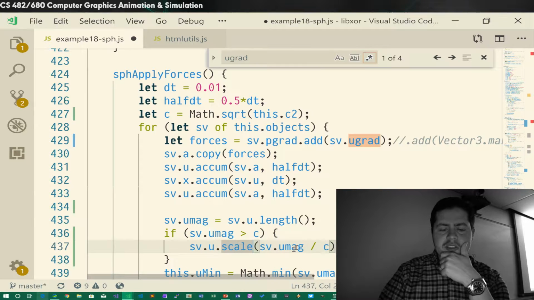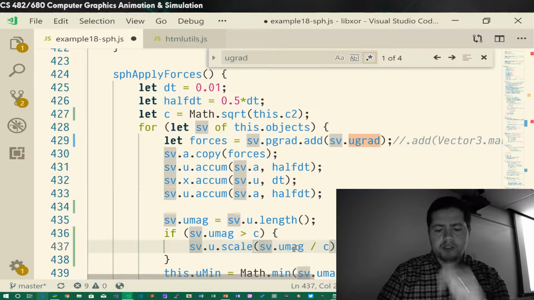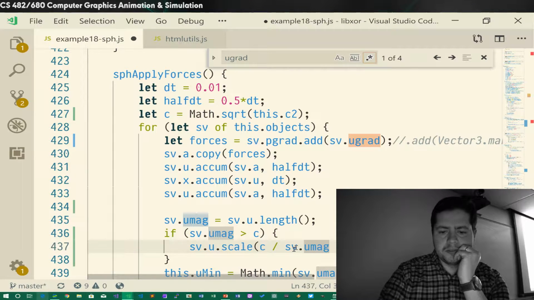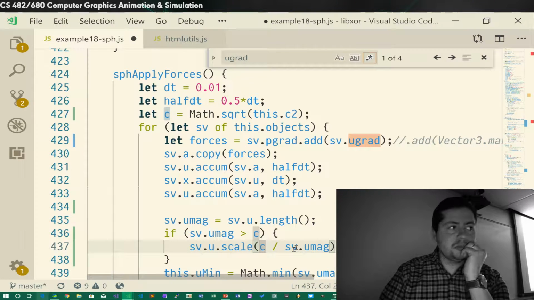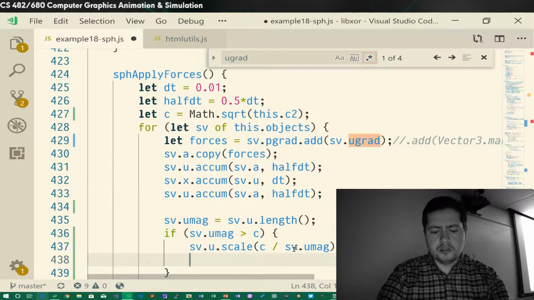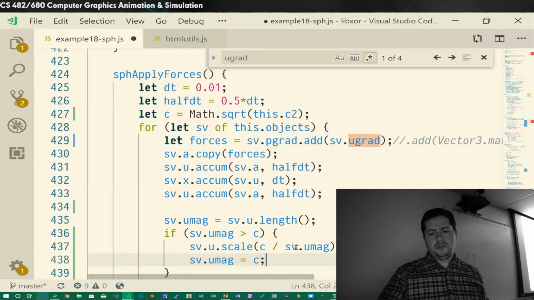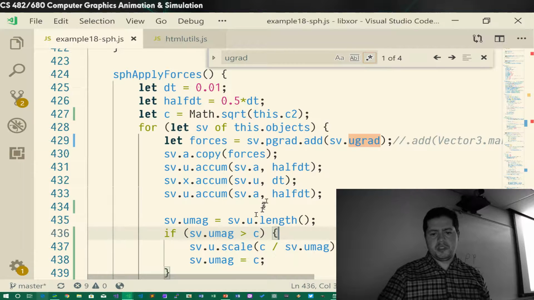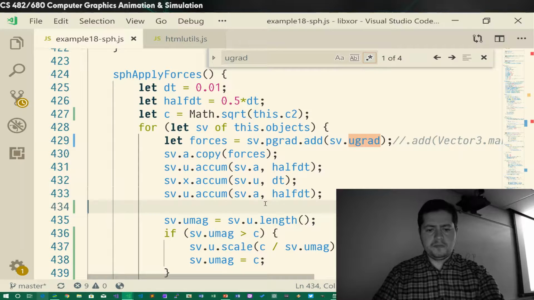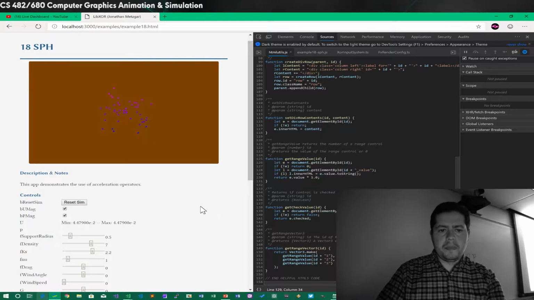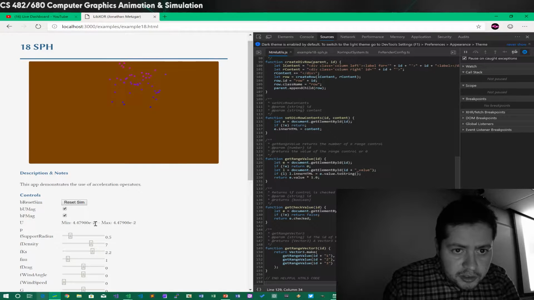Okay, so if greater than the speed of sound, C divided by the magnitude. This will normalize it to a length of 1. This will multiply it by the sound. That look okay? All right. And that is the speed of sound. Well, that's -2, so those values look okay.